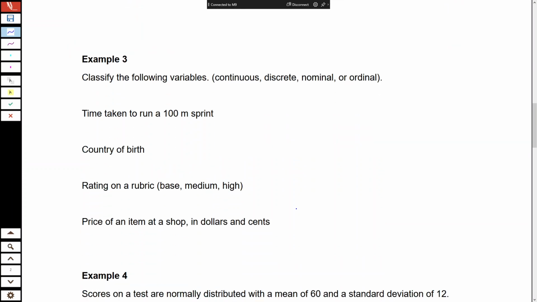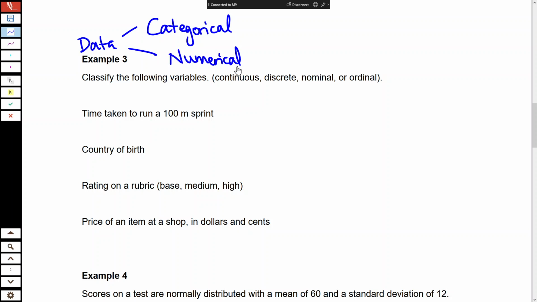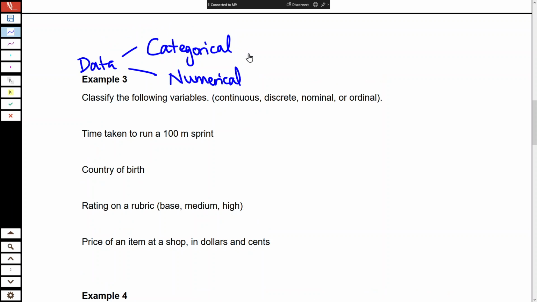There were a few questions on the exam where our goal was to classify data. So I gave you some data and you have to tell me whether it was continuous, discrete, nominal, or ordinal. One of those 4 options. And this was not done very well. So let me start by saying that data can be either categorical or numerical. And some of you gave me categorical labels for numerical data. So we'll just be careful about that.